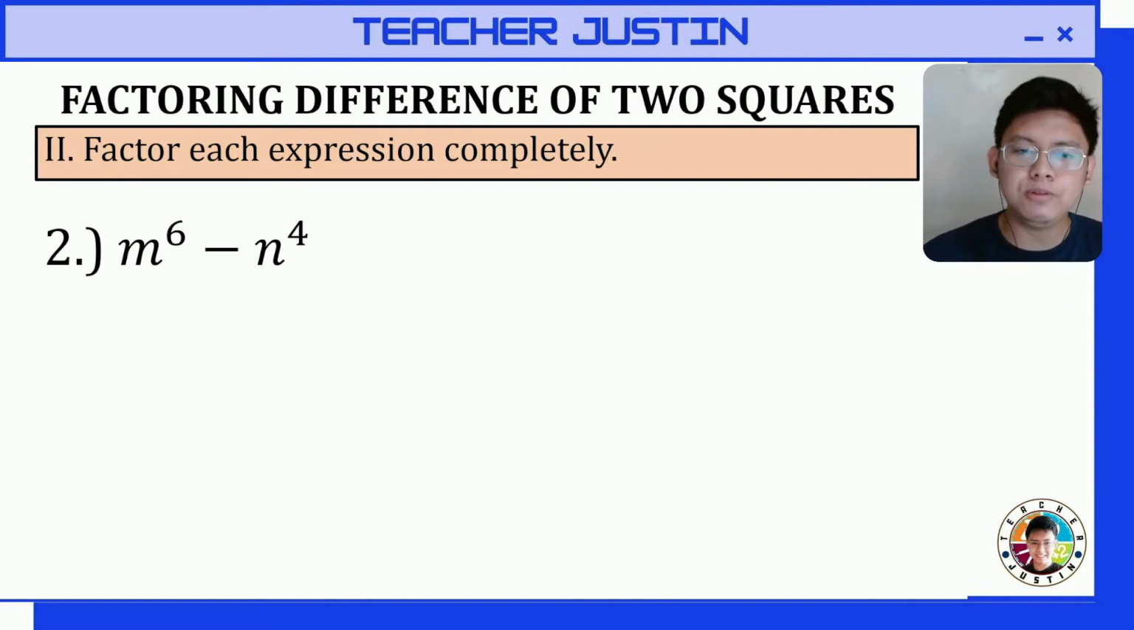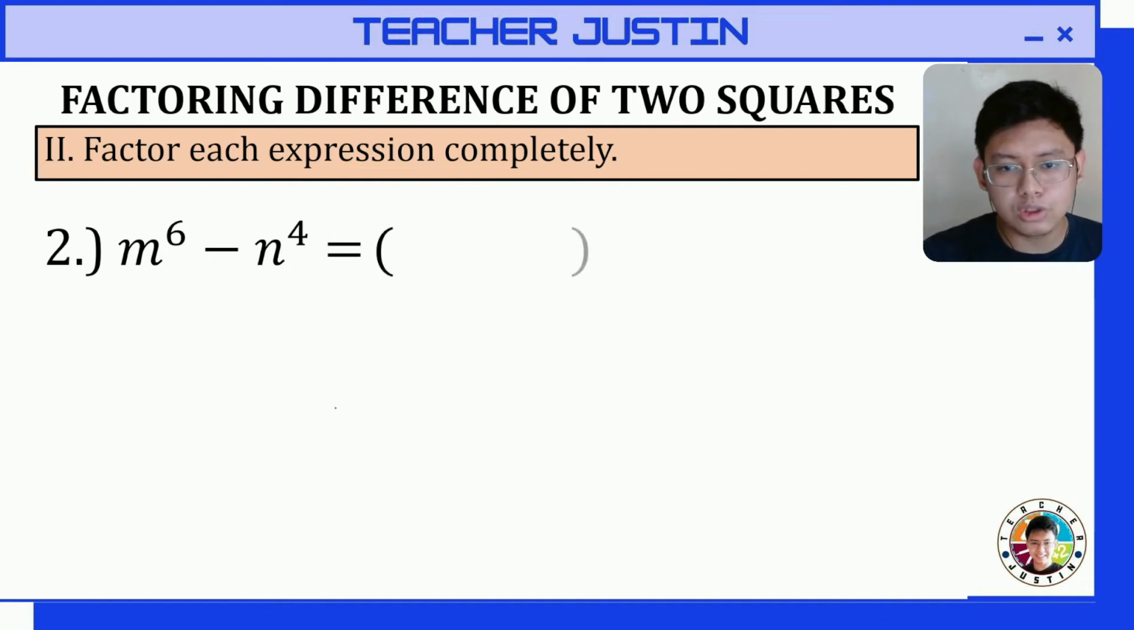Okay, let's have another example. So for example, we have to factor m raised to 6 minus n raised to 4. Take note that m raised to 6 is a perfect square and n raised to 4 is also a perfect square variable. Let's apply the step-by-step procedure. Our first step is preparing the two grouping symbols. Okay, so na-prepare na natin yung grouping symbol natin.